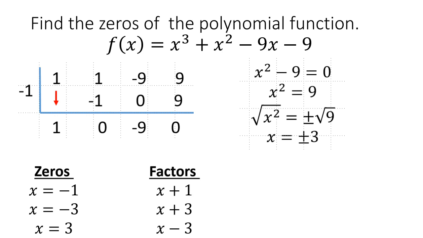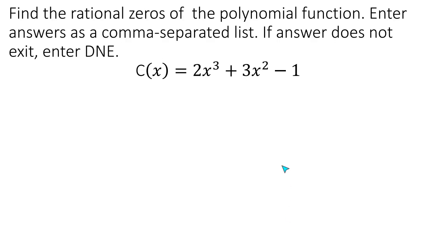Later in this session, we're going to need the factors. To find the factors, all we have to do is take this -1 to the left side, and we get x plus 1. If we take -3 to the left side, we get x plus 3. And if we take 3 to the left side, we get x minus 3. So later we'll use the factors for something else. So let's try another example.